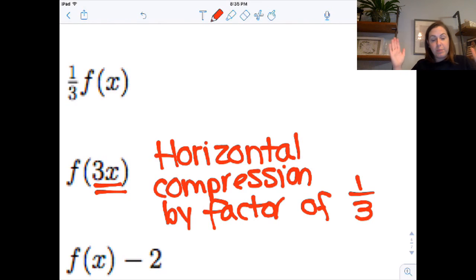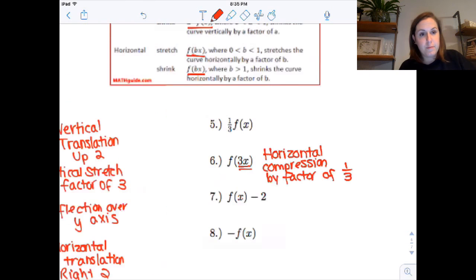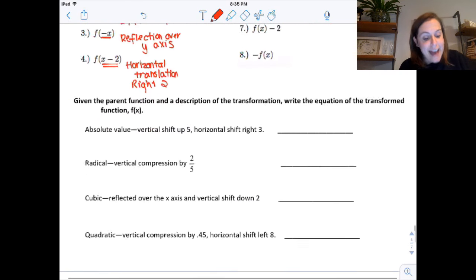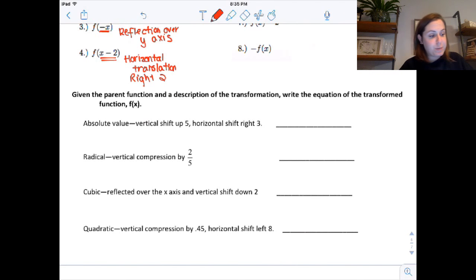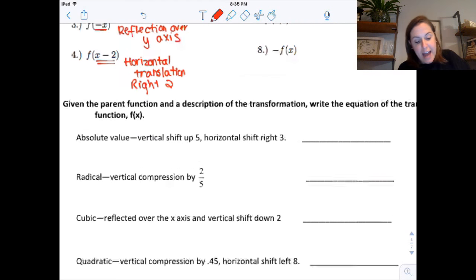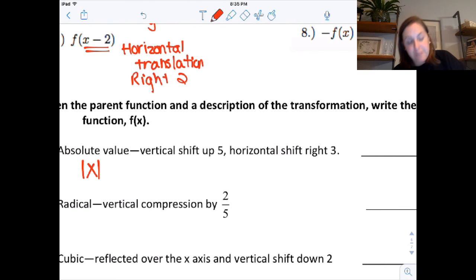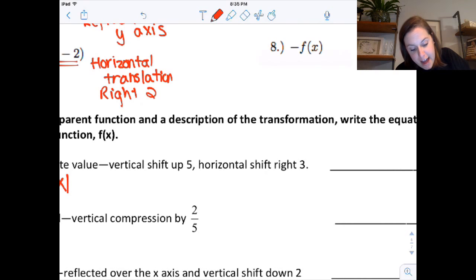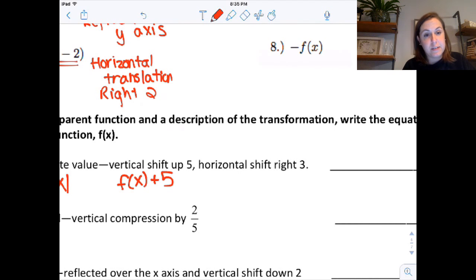Okay, last thing, and then I'll take any questions from you guys that you have. So given the parent function, write the equation of it. Okay, so we have an absolute value function. Remember, that's your parent function. Vertical shift up 5, horizontal shift right 3. So up 5 is going to be f of x plus 5. It's going to happen outside your parentheses. Horizontal shift right 3, that's going to be f of x minus 3. It's in the parentheses, and so it should go the opposite direction.